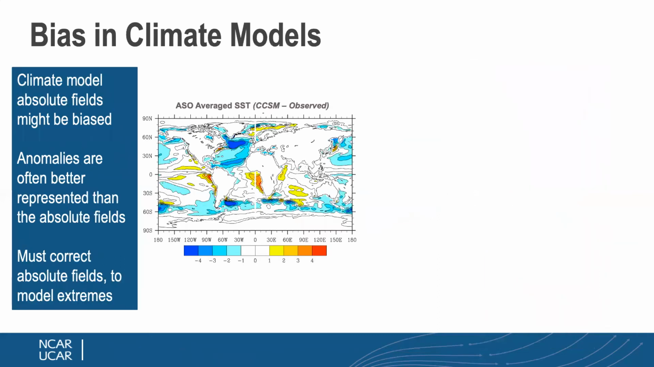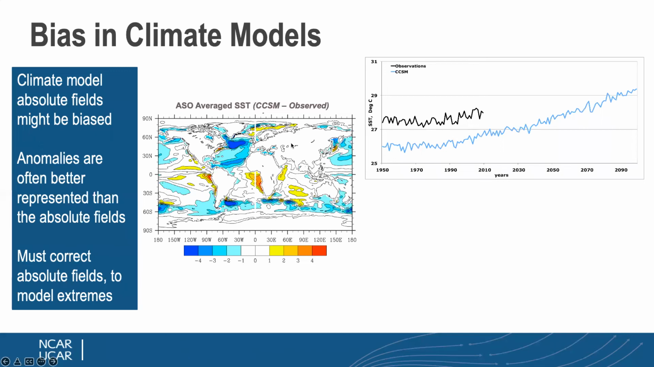I'm now going to switch over to looking at biases in climate models. Most of our climate models do have biases in the absolute fields. The figure I'm showing you here is the August, September, October average sea surface temperature, and it is a difference between a climate model and observations. And you can see that the climate model is too cold over the Atlantic Ocean.